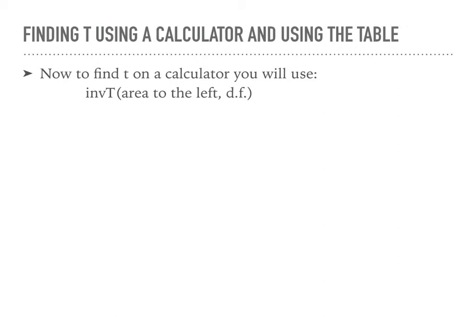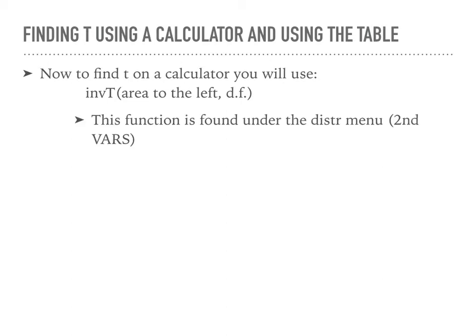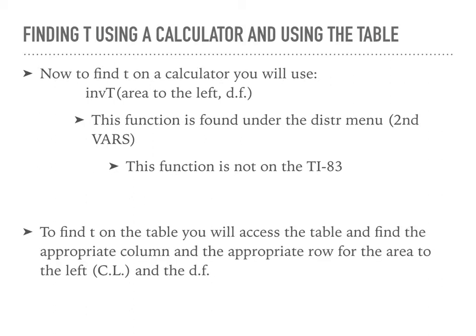Now, to find a t on a calculator, you would use the inverse t function, enter the area to the left, and then the degrees of freedom. This function is found under the distribution menu, so second vars would be what you would want to press. This function is not on the TI-83. To find t on the table, you will need to access the table and find the appropriate column and the appropriate row for the area to the left and for the degrees of freedom. Some tables, instead of saying area to the left, might just list the confidence level.